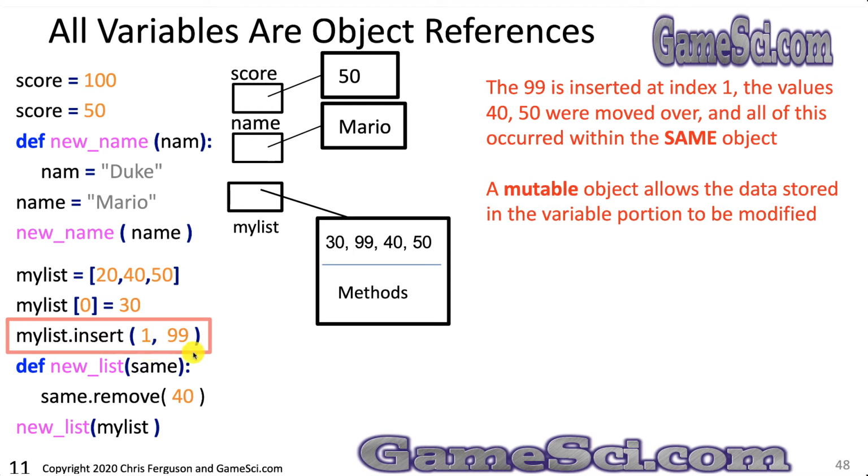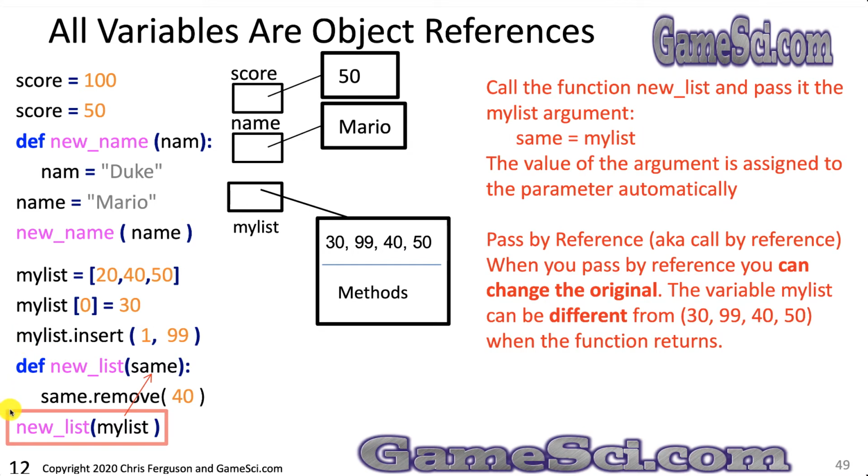mylist.insert 1, 99. The 99 is inserted at index 1. The values 40 and 50 were moved over to make room for the 99. And all of this occurred within the same object. That's why it's called a mutable object. It allows the data stored in the variable portion to be modified. See that 99? It's shoved over the 40 and 50 and inserted into the same object memory.